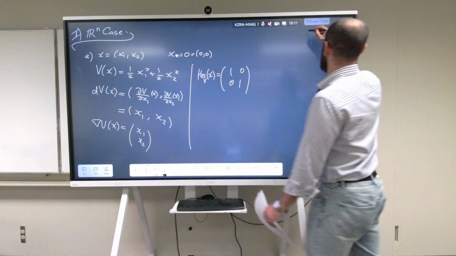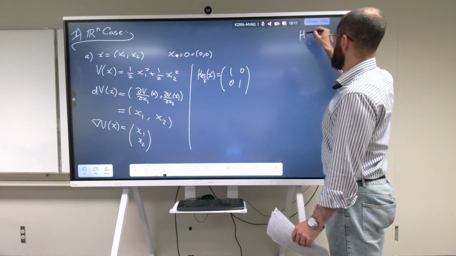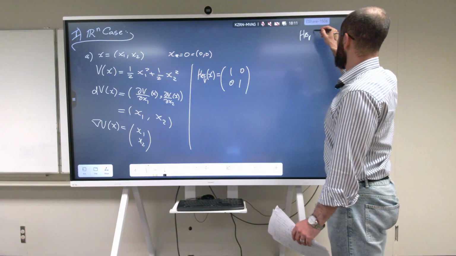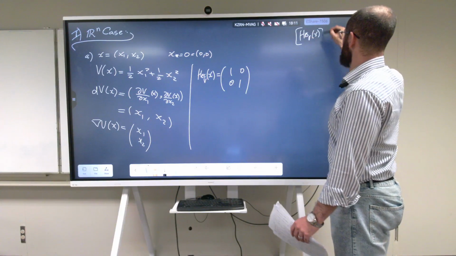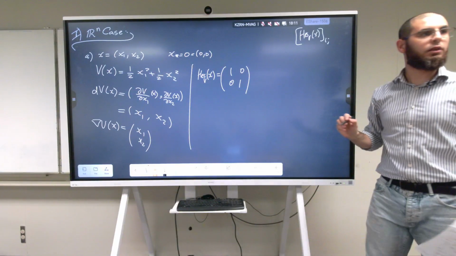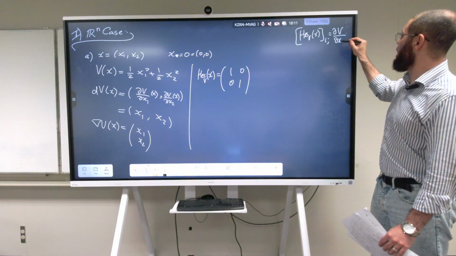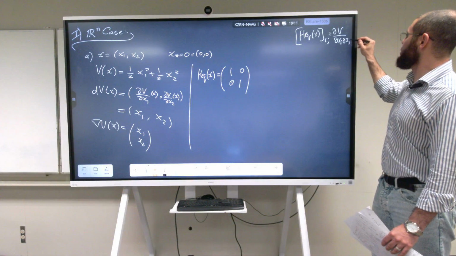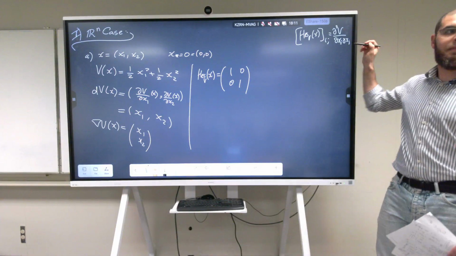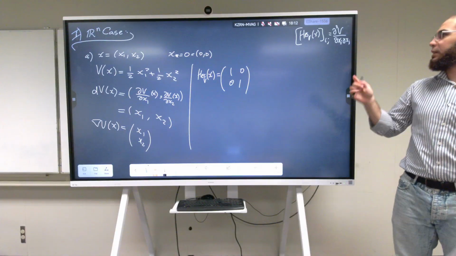So that's an aside here. The Hessian of v as a function of x is a matrix, which means I can look at the ij component. It is defined as partial v by partial xi, and then xj. So that's the second derivative. What I'm saying about this, I don't remember really its name, but something.